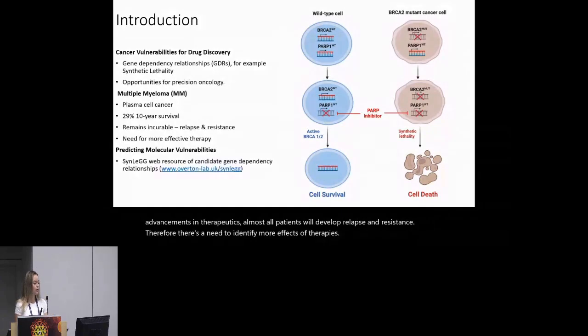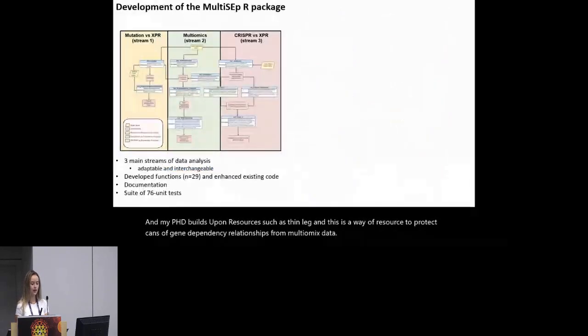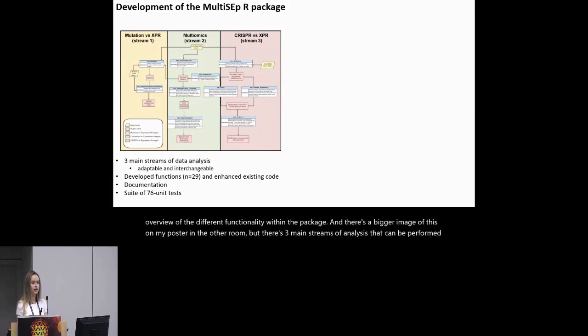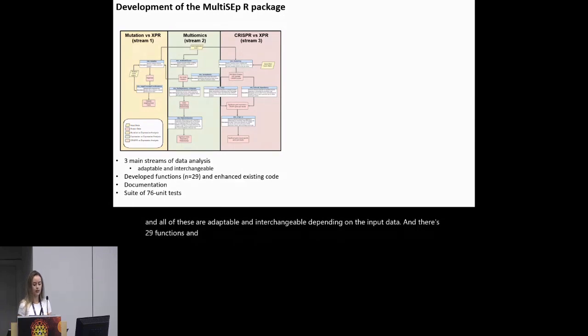And my PhD builds upon resources such as SynLeg, and this is a web resource to predict candidate gene dependency relationships from multiomics data. So I've developed the MultiSEp package, and this diagram gives quite a high-level overview of the different functionality within the package. And there's a bigger image of this on my poster in the other room. But there's three main streams of analysis that can be performed, and all of these are adaptable and interchangeable depending on the input data. And there's 29 functions and 76 unit tests that have been developed within the testthat framework.